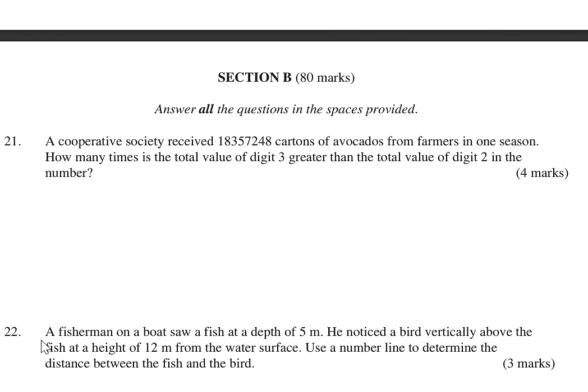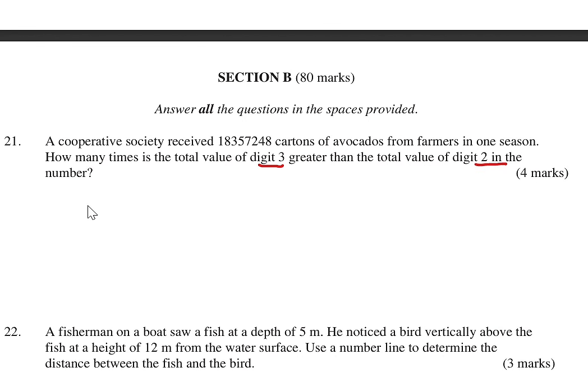It is 80 marks. Answer all the questions in the space provided. Yes, number 21. A cooperative society received the number of cartons of avocados from farmers in one season. How many times is the total value of digit 3 greater than the total value of digit 2 in the number? So our work is to write the number first.